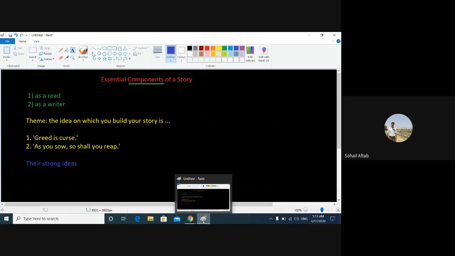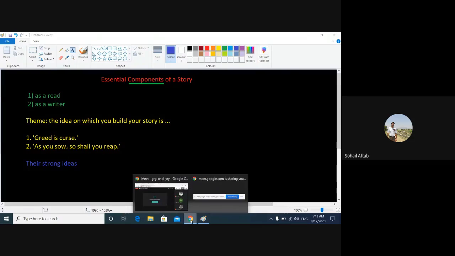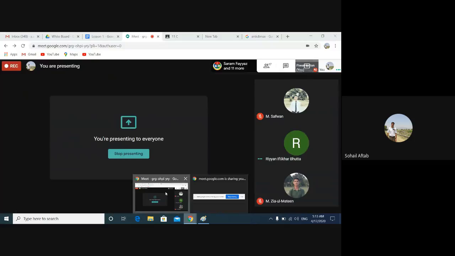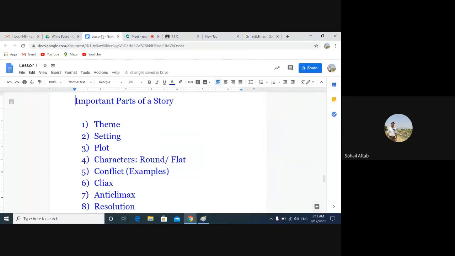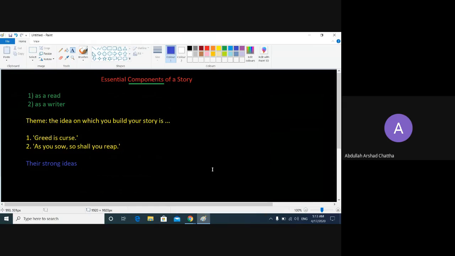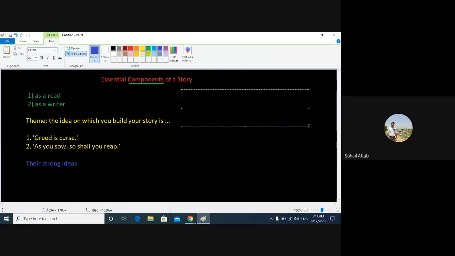Oh, okay, fine. Let's go back now to our main chart, and we are done with the theme. And the second thing is setting, and what setting exactly is. When you talk about setting, let me write it. What about red? Red can be a good color here.